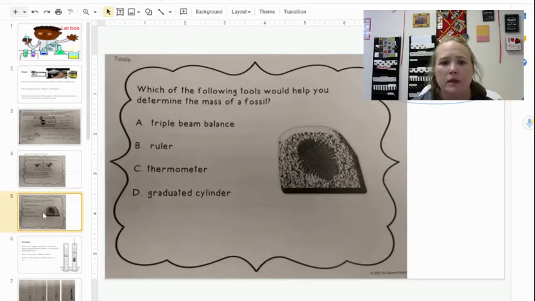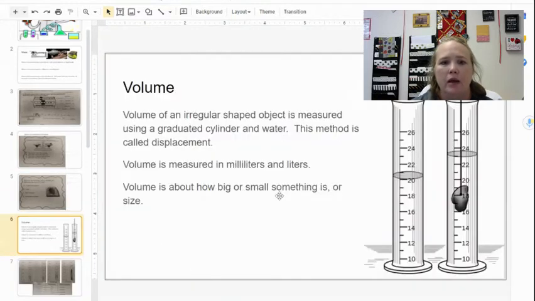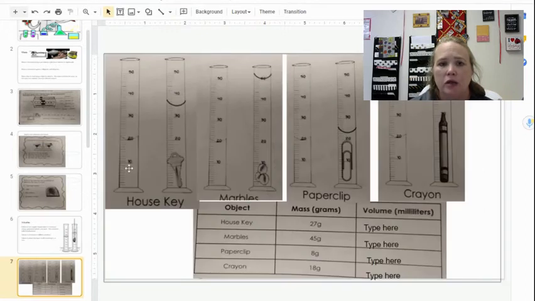Then we have this one. It says, which of the following tools would help you determine the mass of a fossil? Okay, and then it gives you some choices. Volume. You're going to read about volume. The thing with volume that we're looking at is using a graduated cylinder to find the volume of an irregular shaped object. This is just more practice on that. So you can read this information and then you're going to work these out.